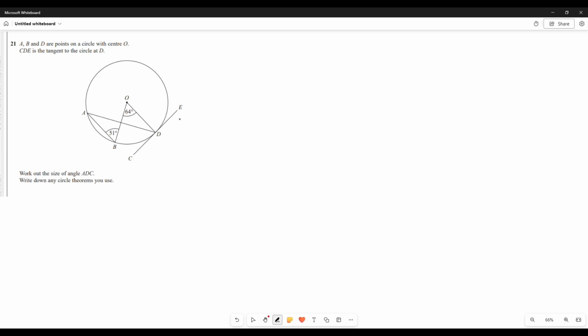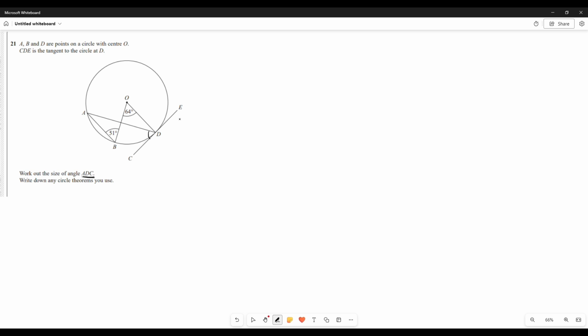A, B, and D are points on a circle with center O. CBE is the tangent to the circle at D. Work out the size of angle ADC, and write out any circle theorems you use. So here, if you don't write your reasons, then you can't get the marks. So for ADC, this is this angle.